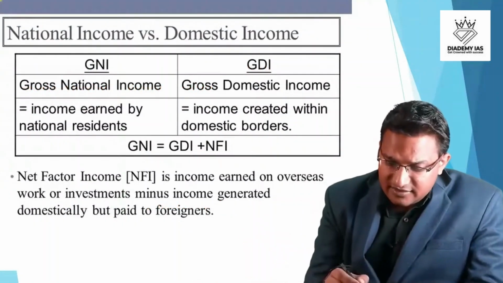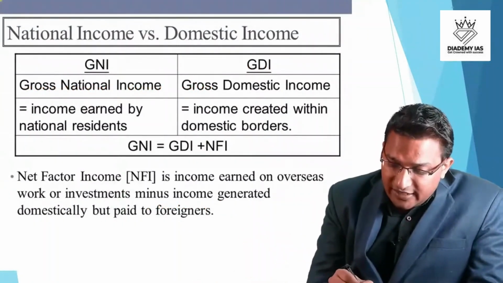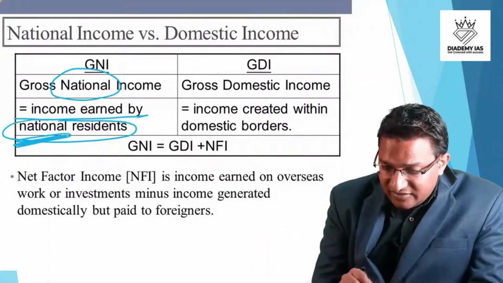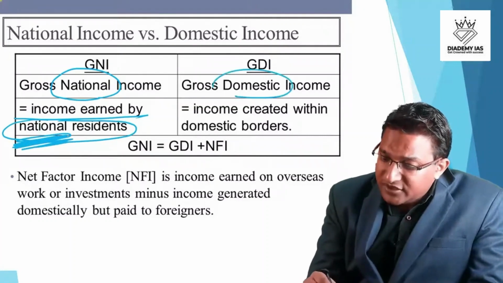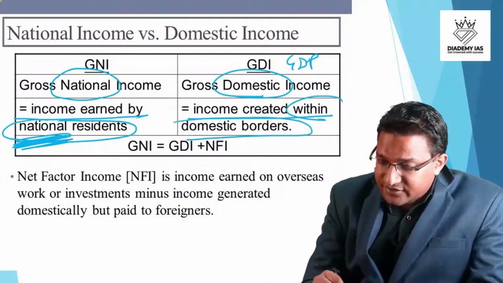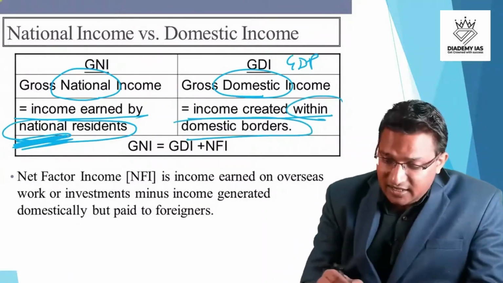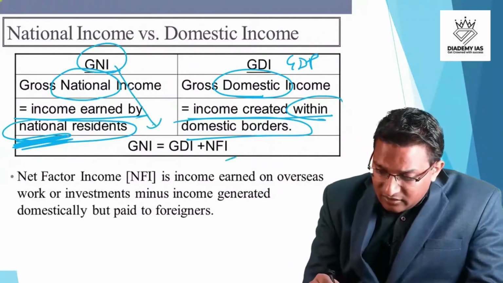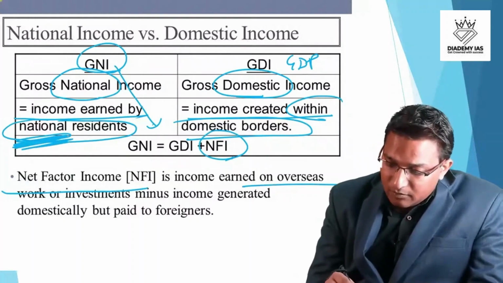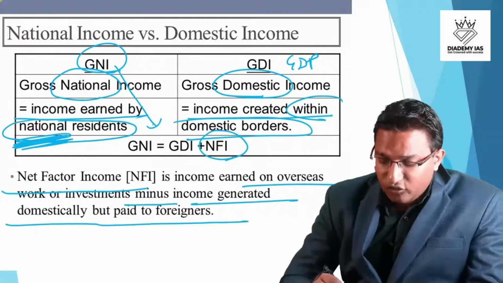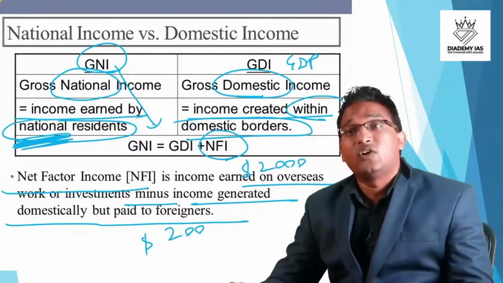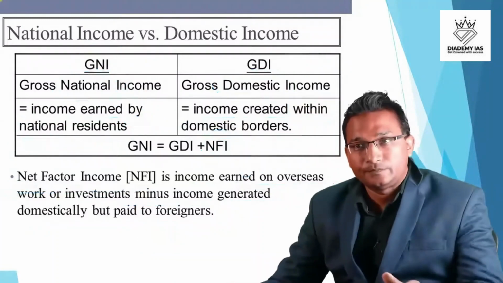In other words, this is how we can see this. So GNI is the income earned by the nationals. National, this is very, very crucial. Gross domestic income or GDP is the income created within the domestic borders, right? And this GNI is calculated by adding the net factor income earned from abroad, minus the income generated domestically but paid to foreigners. So $200 this is, and this is $2,000, the example that we took in the previous slide.